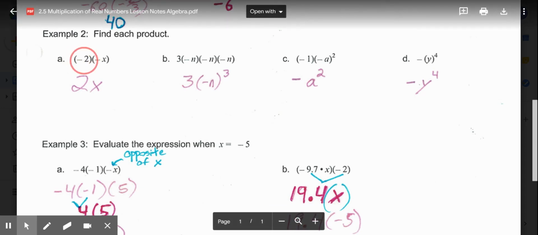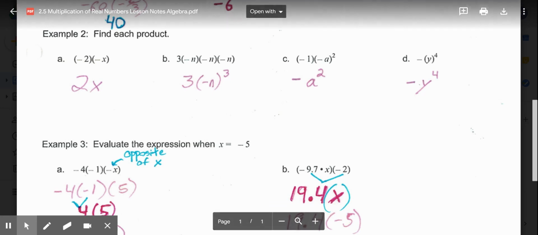So in this case, if we have a negative 2 multiplied by a negative x, or the opposite of x, a negative 2 multiplied by the opposite of x would be a positive 2x, or 2 times x, but we'd read it as 2x because the negative and negative gives us a positive.